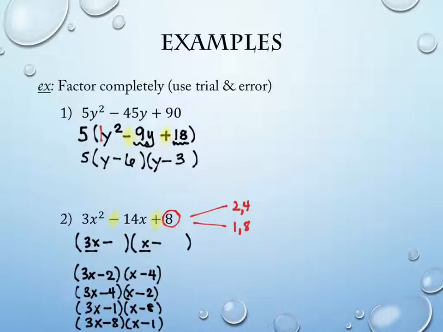One of these works. Do you know which one it is? First one. How do you know it's the first one? How did you check to see? 3x times 4 is 12, and then we have to add the 2x, and that equals 14x.